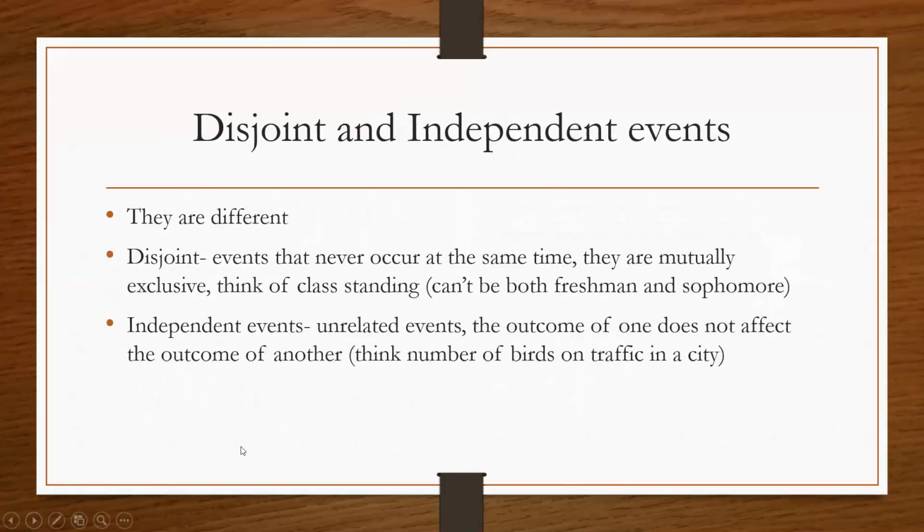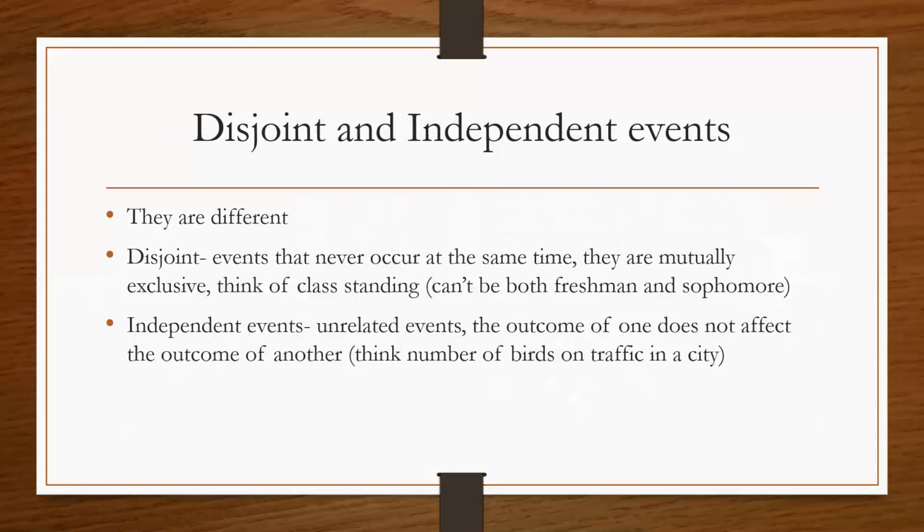All right, so disjoint and independent events are different. Disjoint basically means that the events can never happen at the same time. An example I like to use is class standing. Someone can't be both a freshman and a sophomore at the same time. They can be a freshman and then a sophomore and then a junior and senior, but they can't be more than one at the same time.